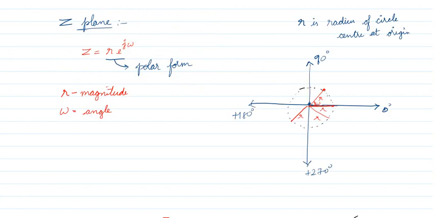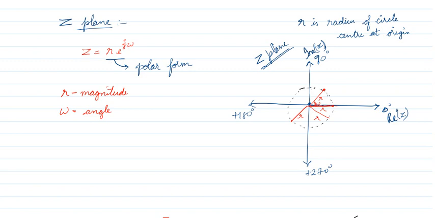Okay, this is the Z plane. If you ask what is Z, Z is r e power j omega. We know in polar form, this is the magnitude r e power j theta. In place of theta, I have put omega. So r is the magnitude, omega is the angle. This is the polar plane, or I can say this is the Z plane. Here I will be using the word Z plane. This axis is the real part of Z, and this axis is the imaginary part of Z.